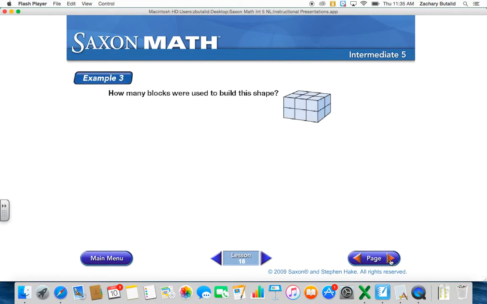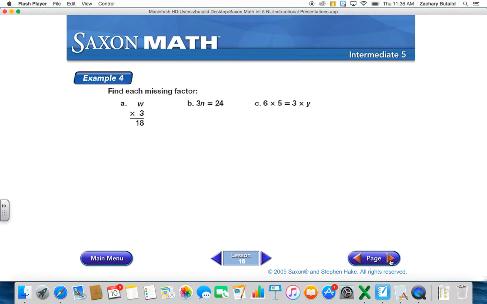Here's another one, with blocks. How many blocks were used to build this shape? You're going to look at the blocks, count the rows, and then multiply them. That will give you the answer for number 3. You can see that there were 2 rows times 3 times 2, which would equal 12.